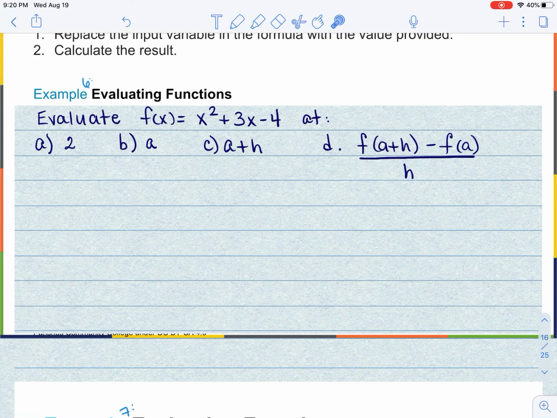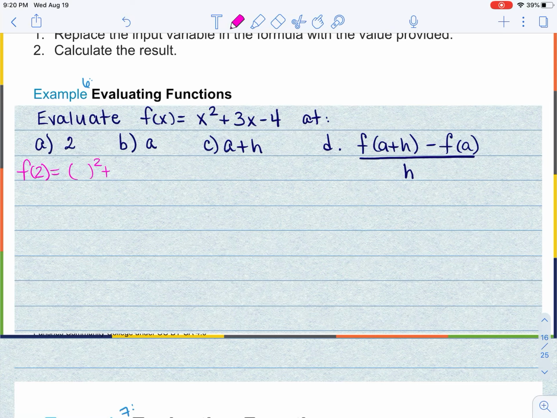So we are evaluating the function f of x equals x squared plus 3x minus 4 at the following x's. So the input variable in this case is x. So each of these numbers down here, a, b, and c, those represent x's. We'll talk about kind of what d means in a moment. So let's do the first one, f of 2. So we're replacing x with 2.